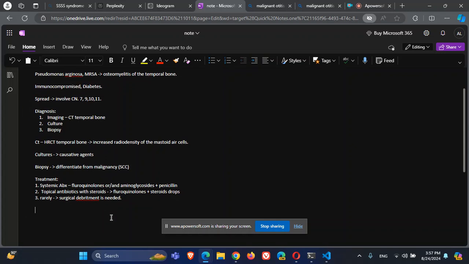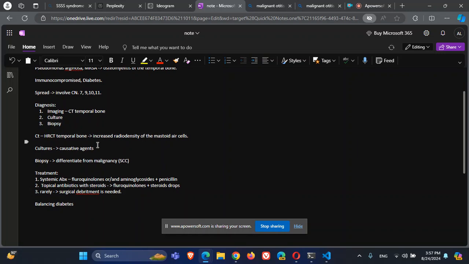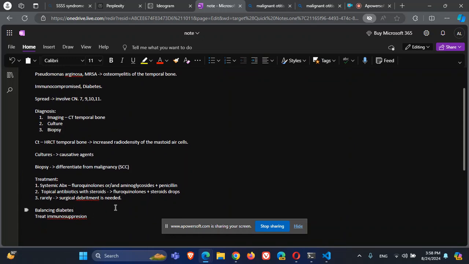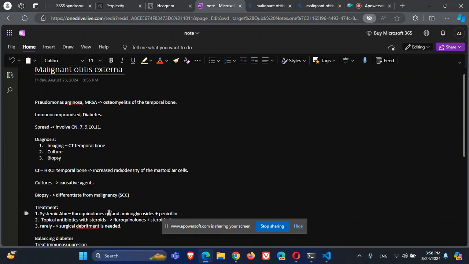If we're talking about a diabetic patient, one of the important parts of treatment is balancing the diabetes. We need to balance those patients. And if the patient is immunocompromised, we need to somehow treat the immunosuppression. Not always can it be done, for example, in a patient who gets immunosuppression for rheumatic disease or for cancer or something else that needs it. But if we can somehow make the patient less immunosuppressed, it can also help. It can involve the cranial nerves, so we need to check for cranial nerve involvement. And if any cancer is identified in the biopsy, it should be treated.